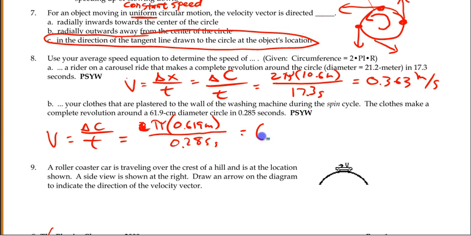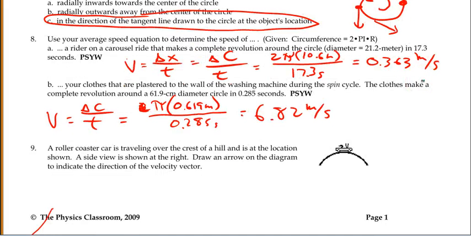Which gets us to 6.82 meters for every second. Now notice we're going around a much smaller circle, but we're making the turn in much less time. So 0.285 seconds, a pretty quick turn. So we're moving pretty fast to make that happen.